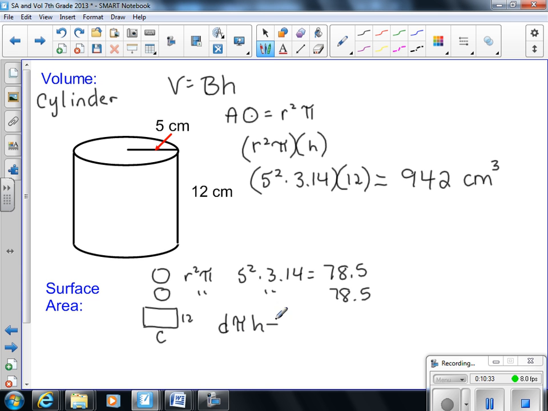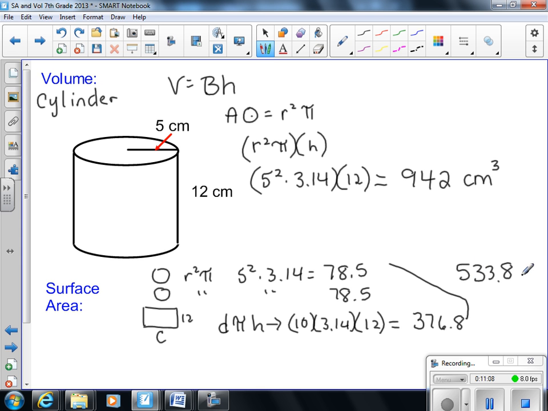Okay, so then let's do that. Our diameter would be what? 10 times 3.14 times 12. That's the height. And what'd you come up with? And what do I do now? I add those three numbers together. 533 and 8/10 square centimeters. All right, so you have found then the surface area and volume of a cylinder.